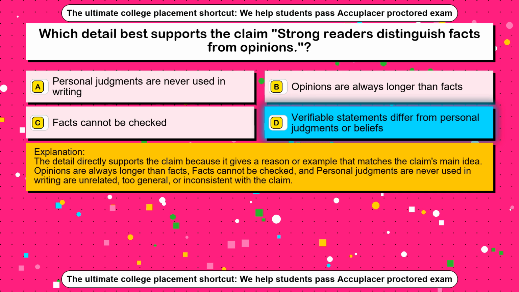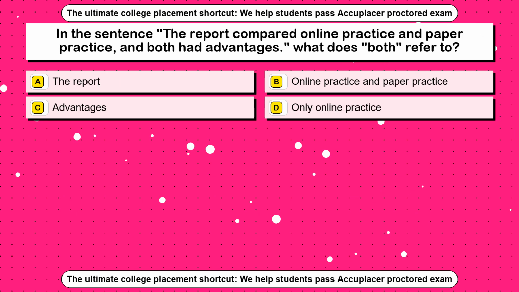The detail directly supports the claim because it gives a reason or example that matches the claim's main idea. Opinions are always longer than facts, facts cannot be checked, and personal judgments are never used in writing are unrelated, too general, or inconsistent with the claim.